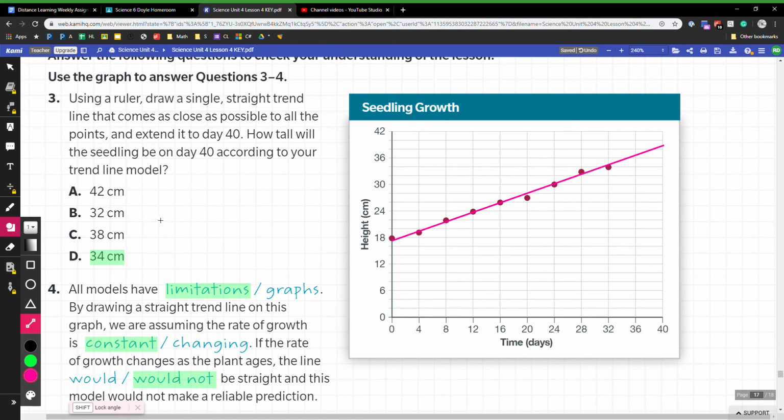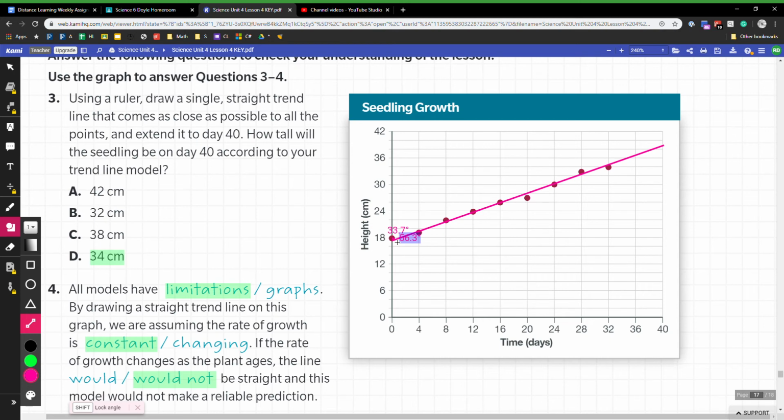And then it says, using a ruler, draw a single. Oh, see, now I said 34 first because I think I drew my trend line a little bit more like this the first time, right? And so it was about 34, and this next time I drew it a little bit more up like that, so 38. So I'd say either of those answers would be fine, depending on how you draw your trend line.